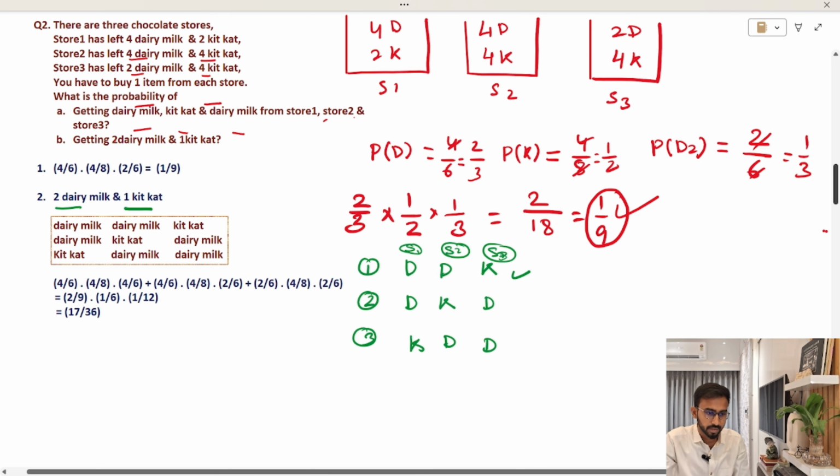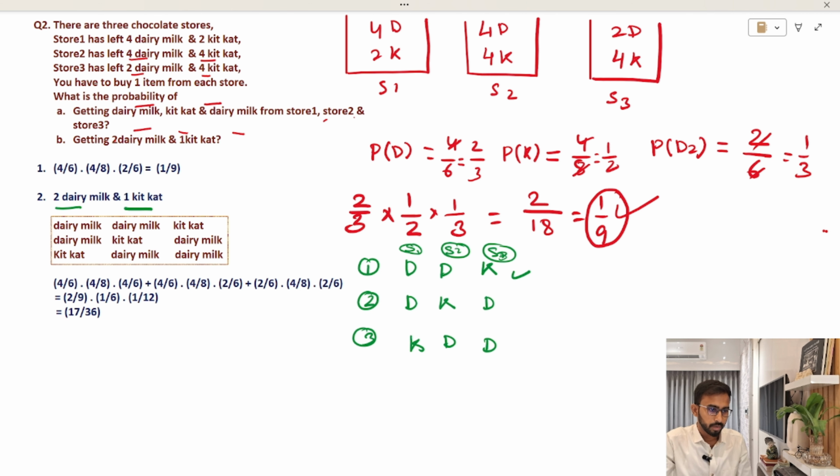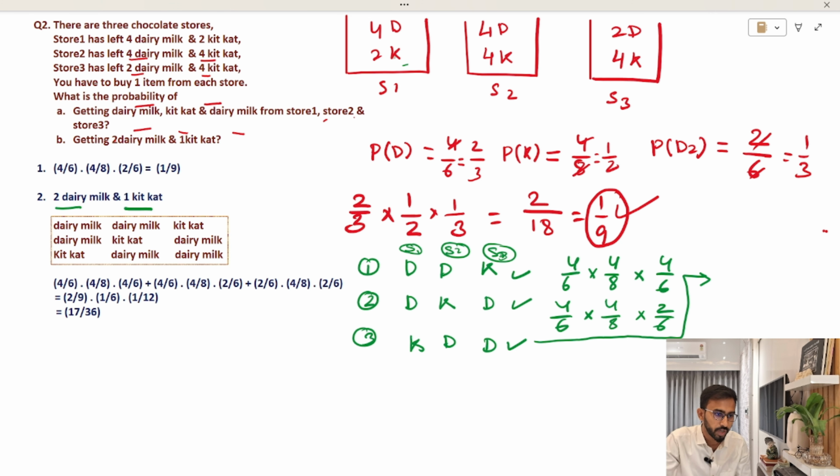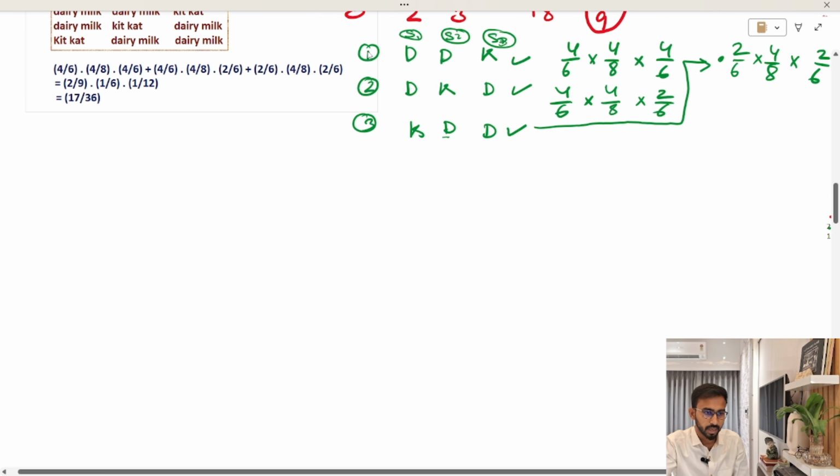In this case, the probability of Dairy Milk from store 1 will be 4 by 6, into Dairy Milk from store 2 will be 4 by 8, and store 3 will be 4 by 6. In this case, Dairy Milk from store 1 is 4 by 6 and KitKat from store 3 will be 2 by 6. And for this case, KitKat from store 1 will be 2 by 6, since there are 2 KitKat and 4 Dairy Milk. Dairy Milk from store 2 will be 4 by 8 and Dairy Milk from store 3 will be 2 by 6. So these are my options.